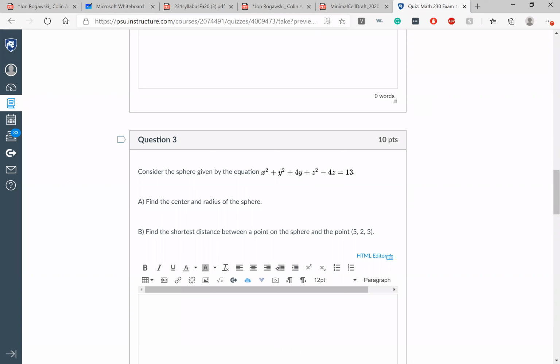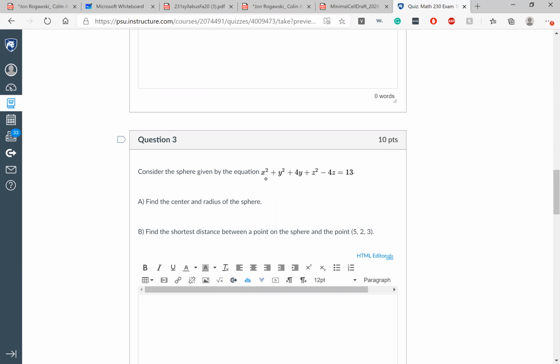So now they give us a sphere. They want us to find the center and the radius of the sphere, and they want us to find the shortest distance between a point on the sphere and the point 5, 2, 3. Okay, so let's first begin by finding the center and the radius of the sphere.